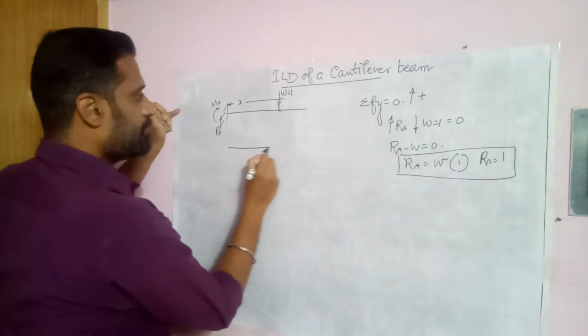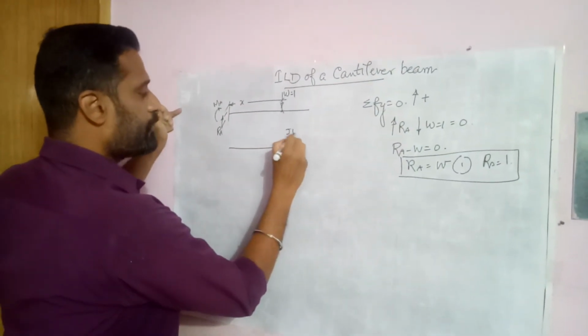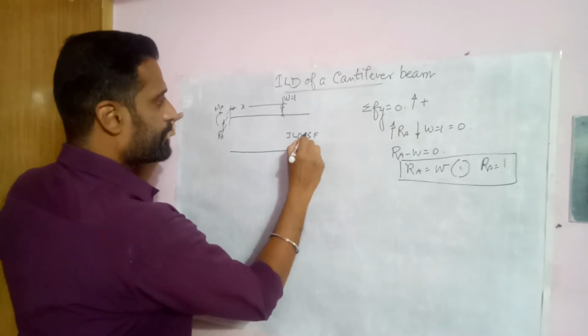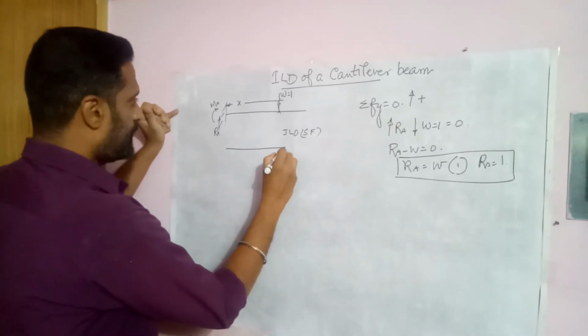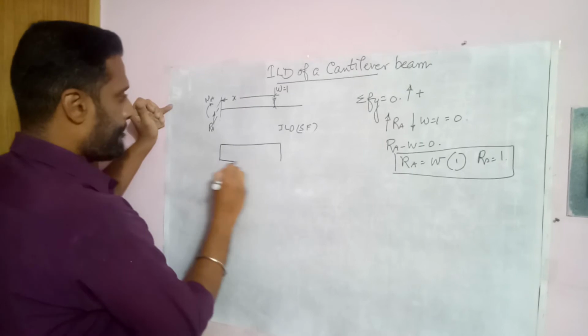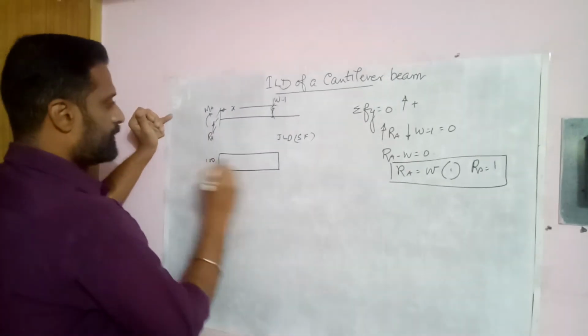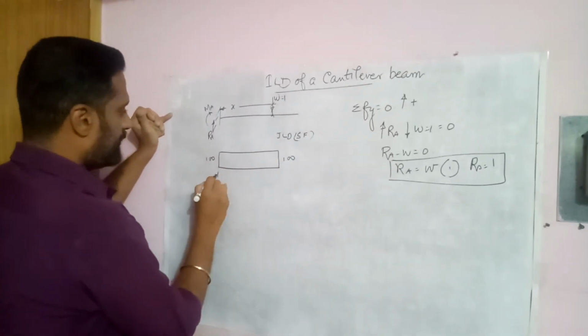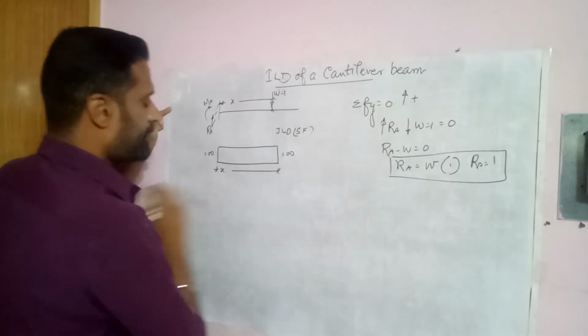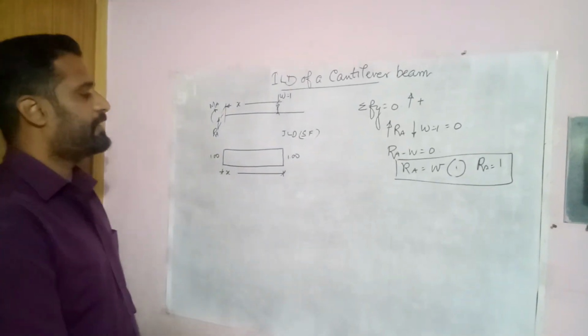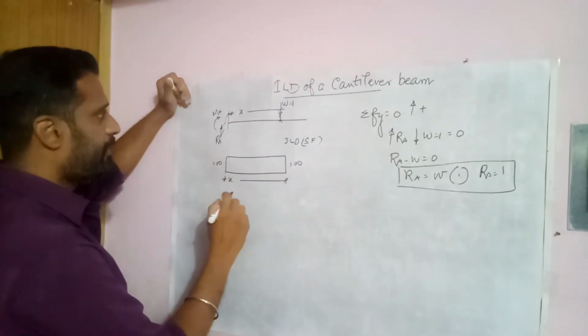So this ILD for shear force will be 1 and this is 1 and this is the x ordinate. So this is the ILD for shear force. Let us now calculate the bending moment.